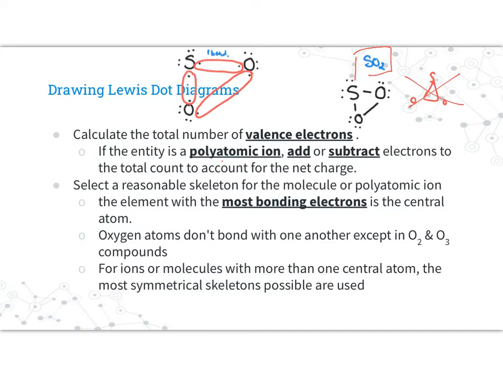Select a reasonable skeleton for the molecule or polyatomic ion. So the element with the most bonding electrons, so the most unpaired electrons, is our central atom. And we'll work outwards from there. You can have multiple central atoms. Oxygen atoms don't really want to bond with one another, except in an O2 compound and an O3, when this is all by itself. Okay, when there's basically no other option. For ions or molecules with more than one central atom, the most symmetrical skeleton possible is used.